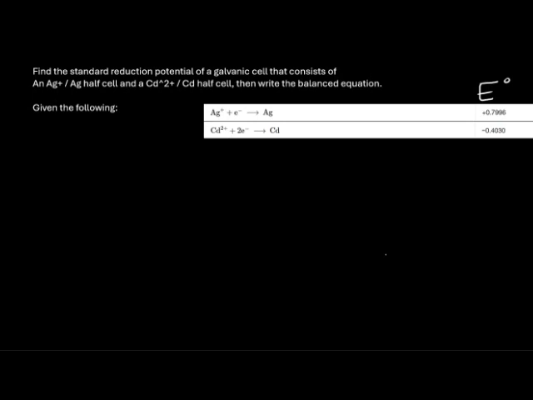The reduction potentials for these reactions that I've given you for silver plus and silver and cadmium 2 plus with cadmium are written on the right. First, a brief introduction to the concept of reduction potential. The reduction potential, or E standard value, is a measure of how much these substances would like to take electrons.